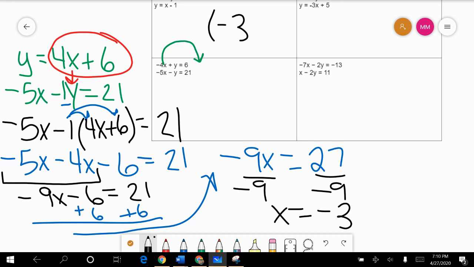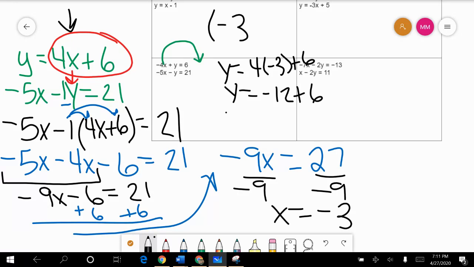Just like all the other examples, I need to plug in to find the second part of my solution. I'm going to plug into this part of the equation where I've already written y equals because it's a little bit easier for me to solve because I already have it set equal to y. So I'm going to do y equals 4 times negative 3 plus 6. When I do that, I have y equals negative 12 plus 6, and y then equals negative 6 because negative 12 plus 6 is negative 6.